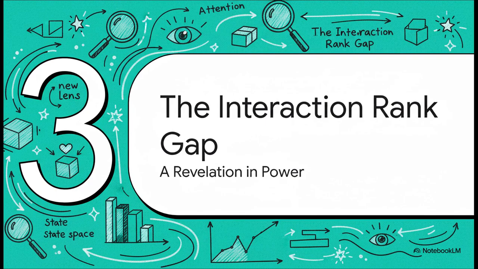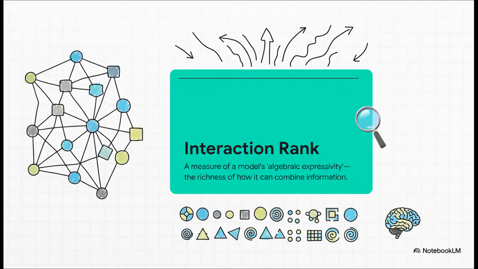So, with this powerful new lens in hand, the researchers made their first bombshell discovery, something they call the interaction rank gap. Okay, so what is interaction rank? It's basically a score for a model's flexibility. It measures just how rich and varied the patterns are that a model can learn to represent. The higher the rank, the more expressive and, at least in theory, the more powerful the model is.